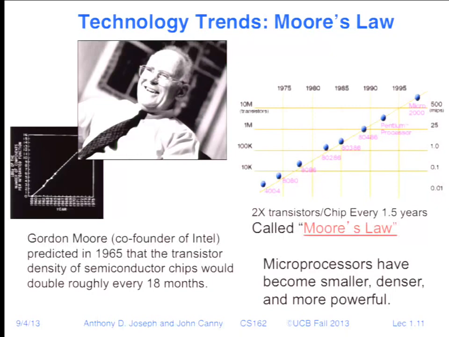But what's amazing is we have very closely followed that curve in terms of the actual number of transistors and this doubling every 18 months. Now, a lot of people confuse the doubling of transistors and Moore's law with a doubling in performance. Those are actually two completely separate concepts.